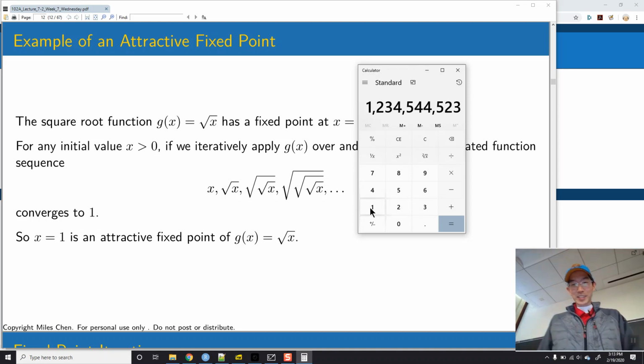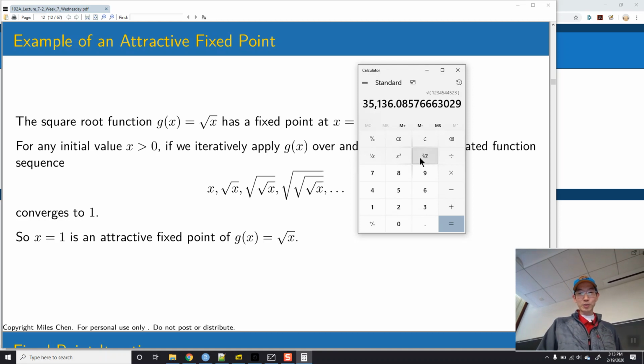Okay, so I plug in a big number here, right? And then I say, all right, what's the square root of this? This is 1,234,000,000. The square root of that is around 35,000. Square root of that is 187. Square root of that, 13.69, 3.7, 1.9, 1.38, 1.17, and I can keep taking the square root. Okay, and we can see it gets closer and closer to 1.